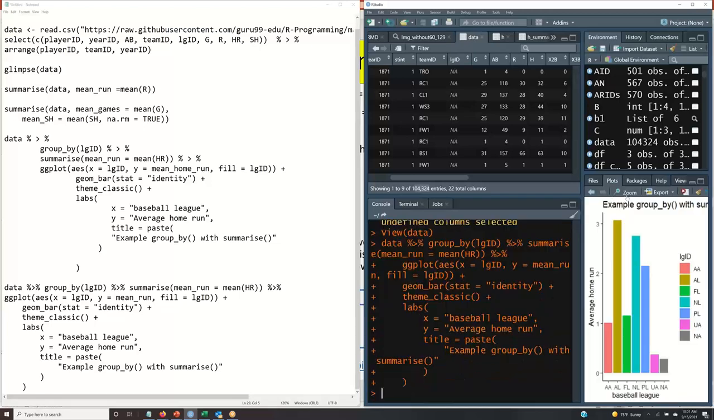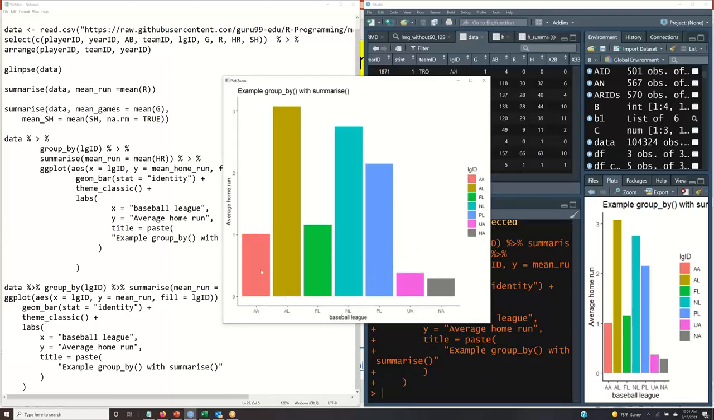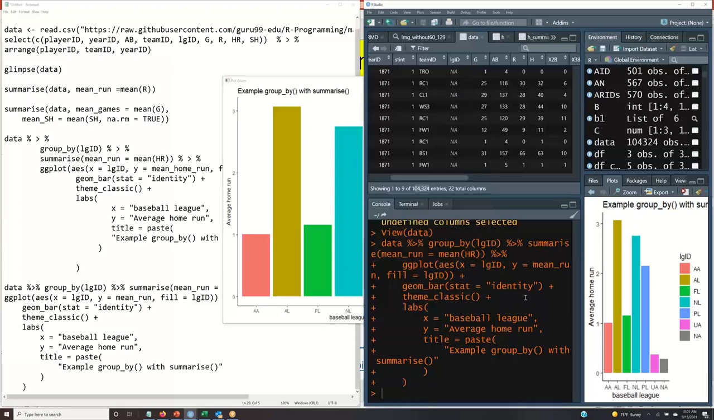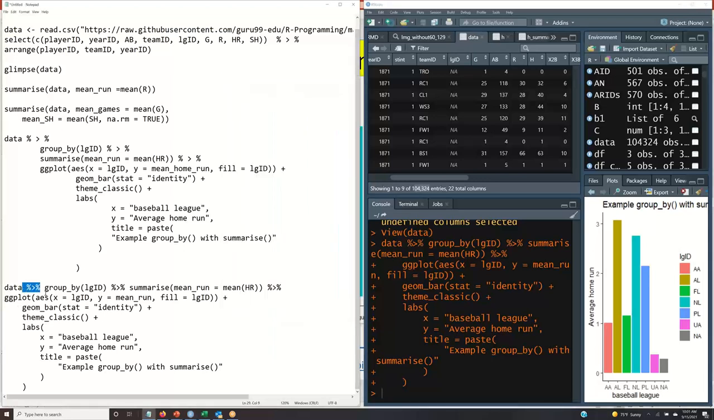Okay, there you go. So here you are seeing the average home runs by various baseball leagues. Yeah, the maximum is attained by AL. The next one is AML. So the data flow is managed well with this beautiful syntactic sugar coding in R.